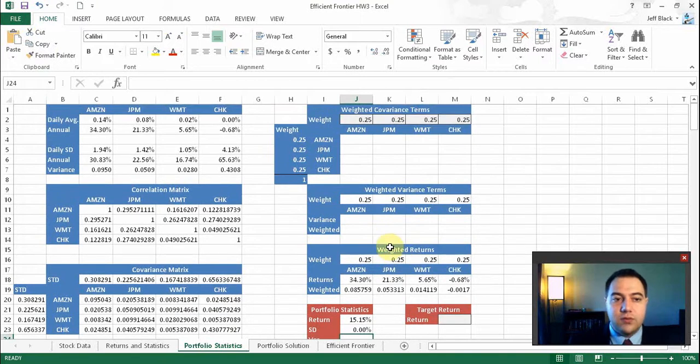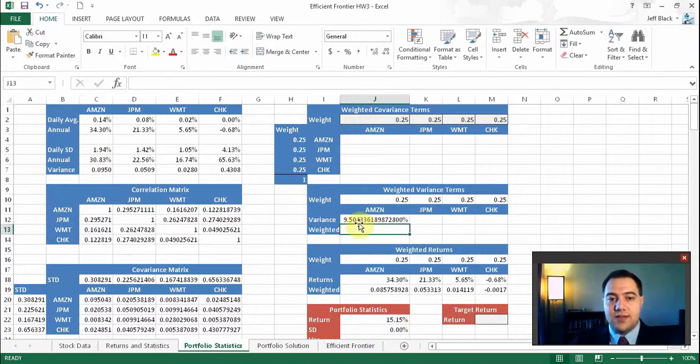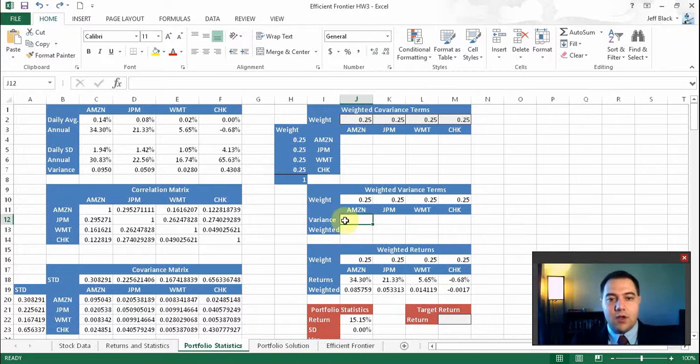Okay, so I'm going to do very similar to what I did for returns. I just want to get the variance brought over. I have the variance calculated over here, and this is the annual variance from the annual standard deviation. All right, so I could either do the annual standard deviation squared or times itself, right? And I'm going to get 0.095, all right? Or I can just reference this cell directly, and it's the same thing. Okay, I'll drag that over.